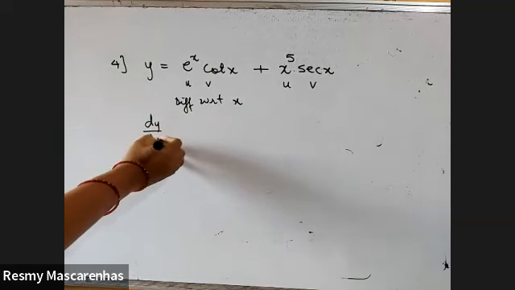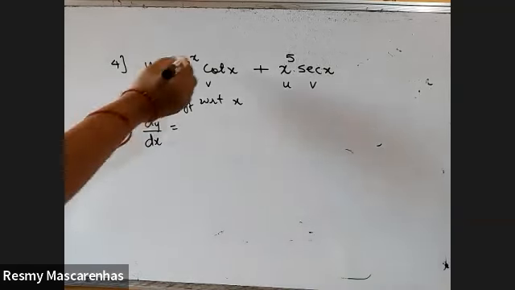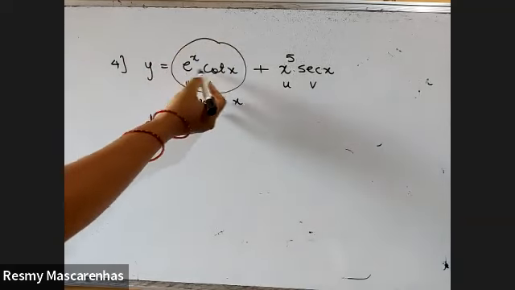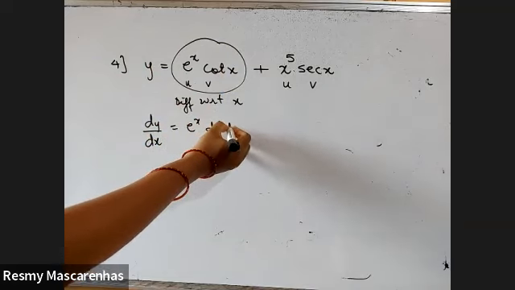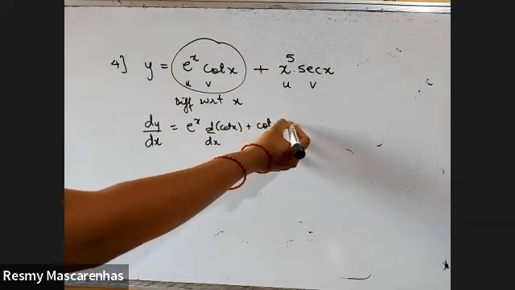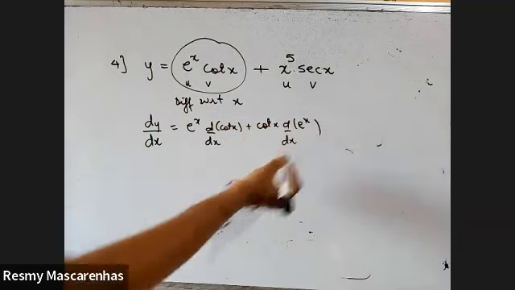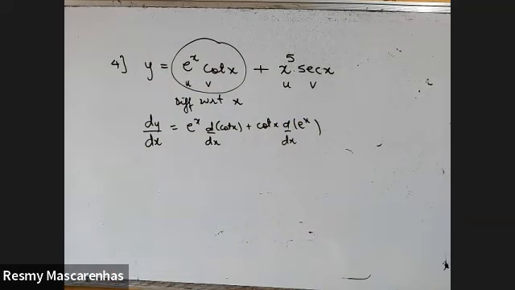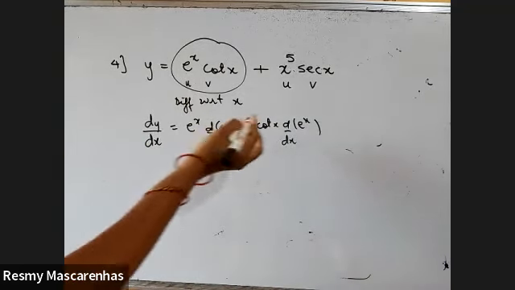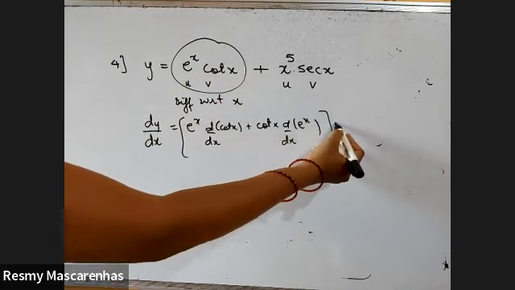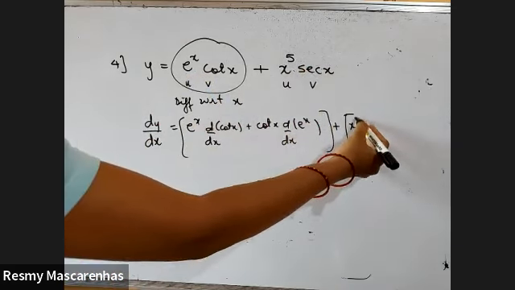dy by dx. Now take this as one term. So apply u into v: u into the derivative of v, plus v into the derivative of u. Later you can skip this step. I'll show you, without this step you can directly write it down. This is for this term. In the middle there's a plus sign. Now this, again u into v.